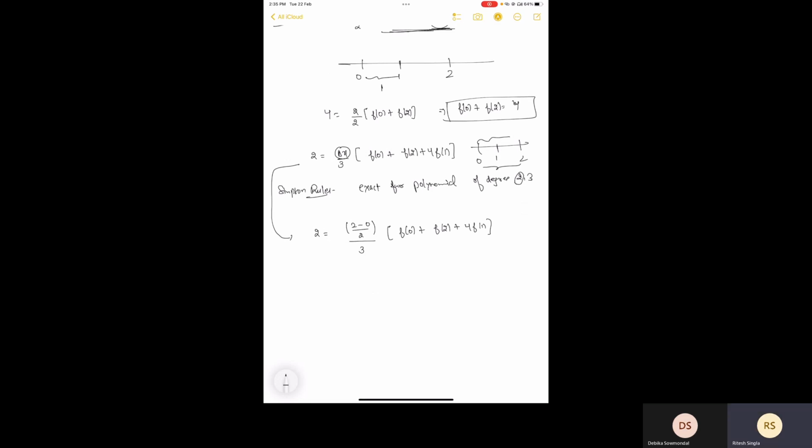Is this fine? Yes, basically sir. 6 is equal to f of 0 plus f of 2 plus 4 times f of 1. This implies f of 1 is nothing but, because it is already equal to 4, by 2. Fine. Yes, sir.